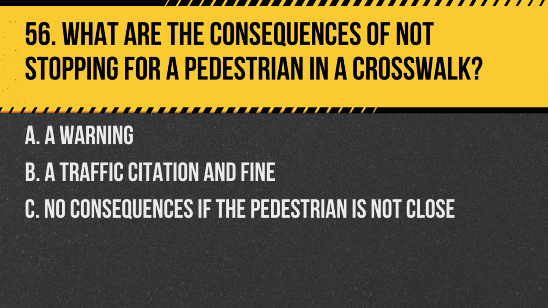Question 56. What are the consequences of not stopping for a pedestrian in a crosswalk? A. A warning. B. A traffic citation and fine. C. No consequences if the pedestrian is not close. Answer B. A traffic citation and fine. Failing to stop for a pedestrian in a crosswalk can result in a citation and fine, as it is a violation of pedestrian right-of-way laws.